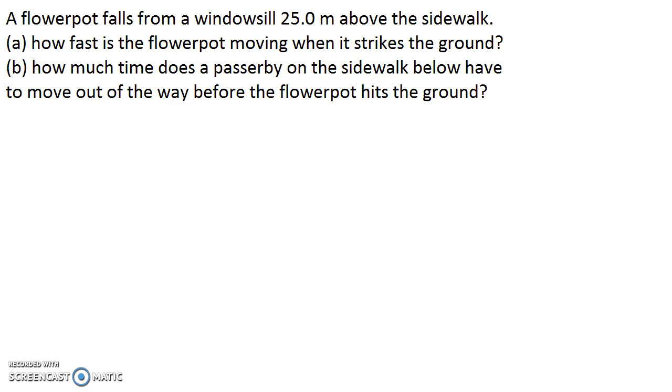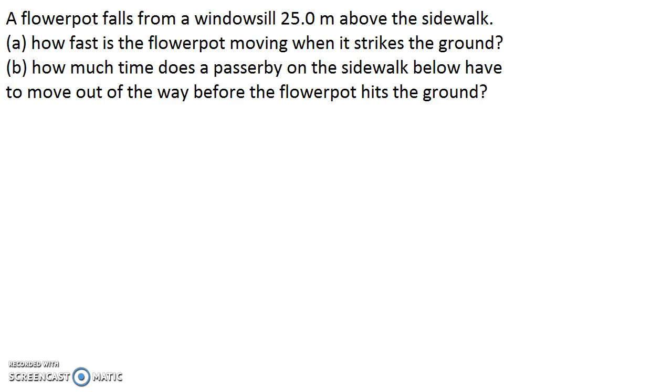So we have a flower pot falls from a windowsill 25 meters above the sidewalk, and A, how fast is the flower pot moving when it strikes the ground, and B, how much time does the passerby on the sidewalk below have to move out of the way before the flower pot hits the ground.